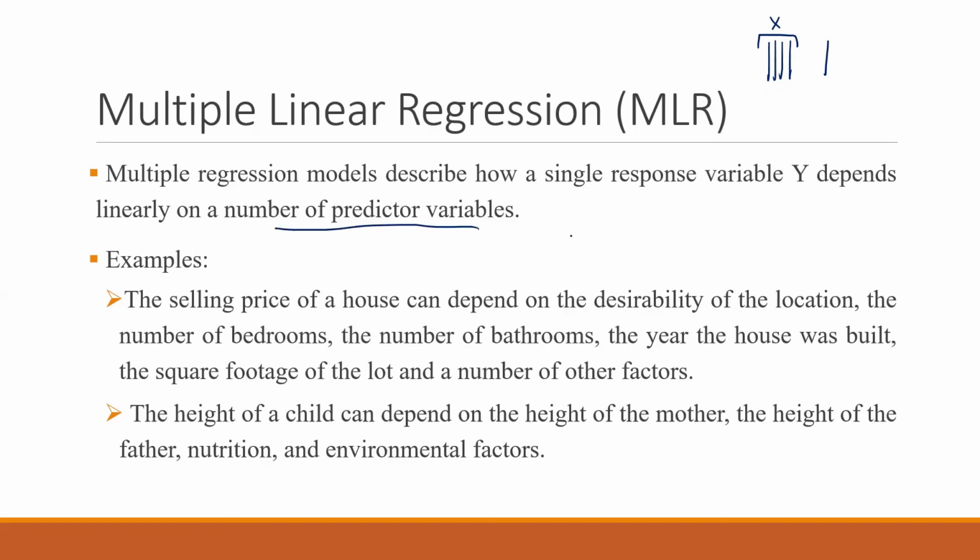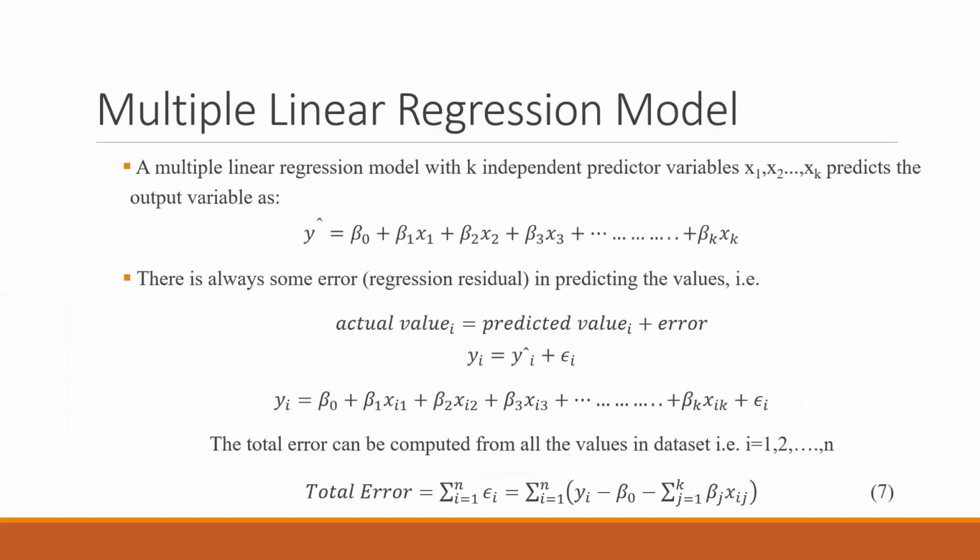We have discussed this earlier: for a house, there are multiple things to predict the housing price. Or if you want to predict the height of a child, you will have to consider the height of the mother, father, nutrition, environmental factors, how much he sleeps, how much he plays, how much he exercises. So there are multiple things that will be considered to predict the height of a child also, and that's why it comes under multiple linear regression.